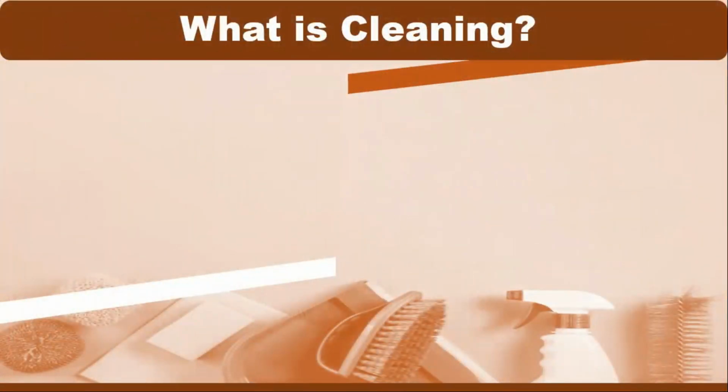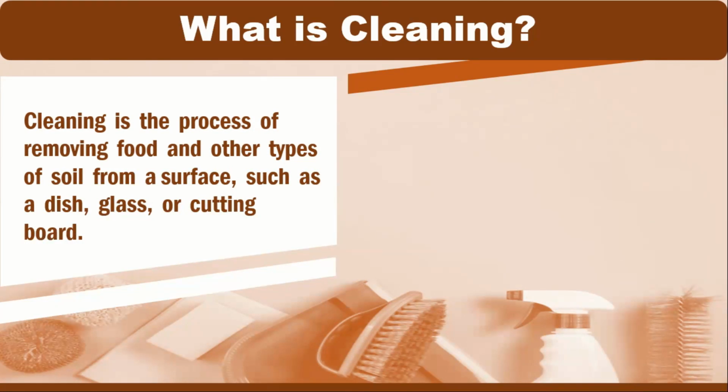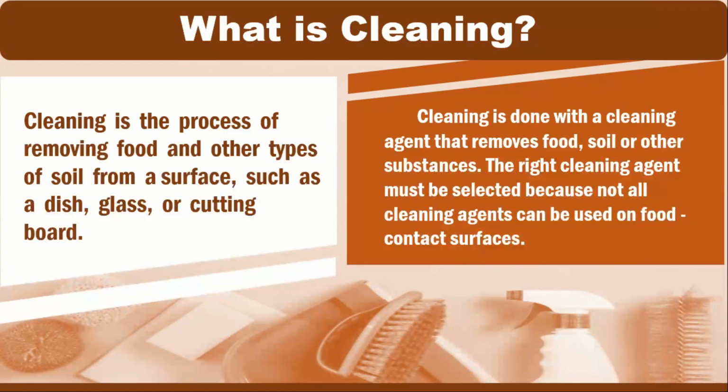What is cleaning? Cleaning is the process of removing food and other types of soil from a surface, such as a dish, glass, or cutting board. Cleaning is done with a cleaning agent that removes food, soil, or other substances. The right cleaning agent must be selected because not all cleaning agents can be used on food contact surfaces. Cleaning is the process of removing unwanted substances such as dirt, infectious agents, and other impurities from an object or environment. Cleaning occurs in many different contexts and uses many different methods. That's why we will discuss to you the method in cleaning and sanitizing kitchen tools and equipment.